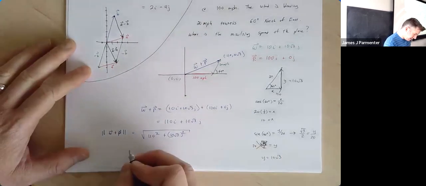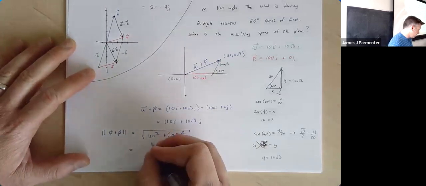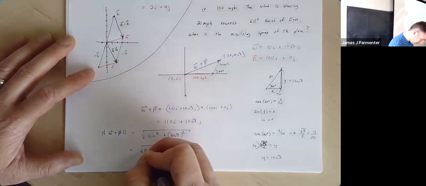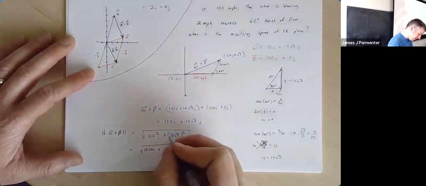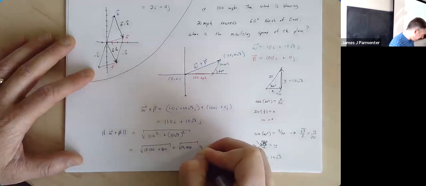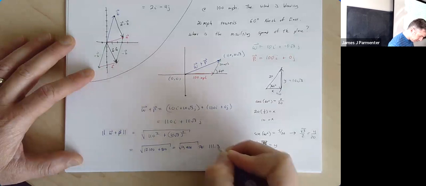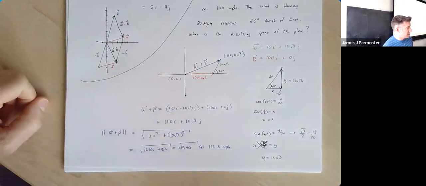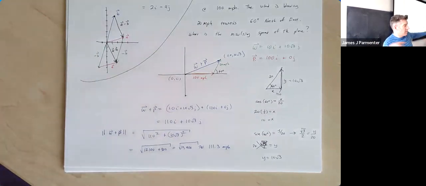And then simplifying this, 110 squared, 11 squared is 121, so it's going to be 12,100 plus 10 root 3 squared is 100 times 3, which is 300. So you get the square root of 12,400, which is approximately 111.3 miles per hour. So that is the resulting magnitude of the vector. That's the resulting speed of the plane. Plane flies 100 miles an hour to the east, and the wind blows at 20 miles per hour, 60 degrees north of east. The plane will end up flying an actual speed of 111.3 miles per hour. Kind of neat.